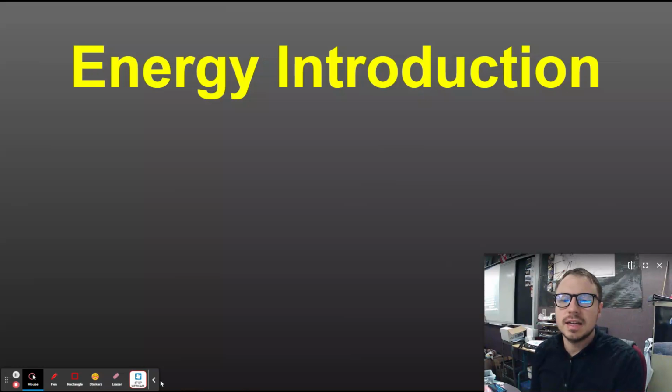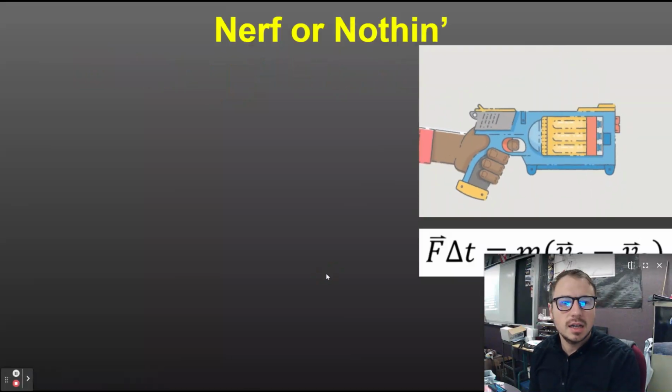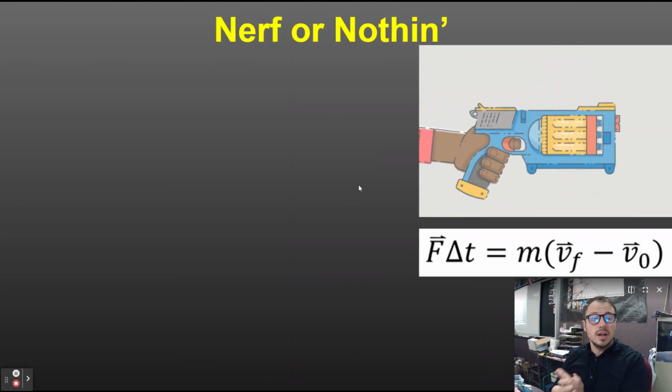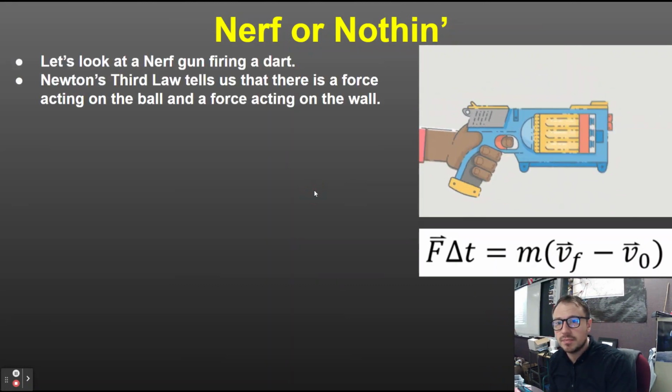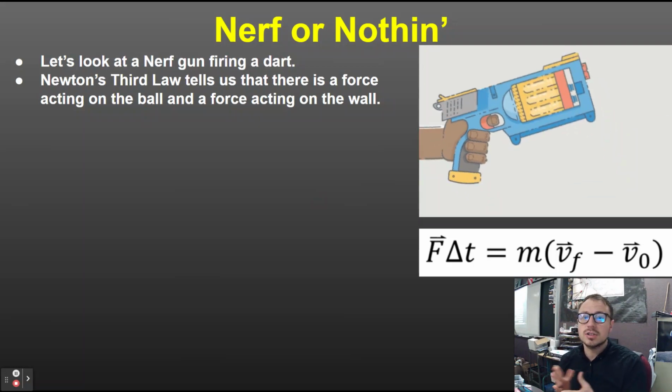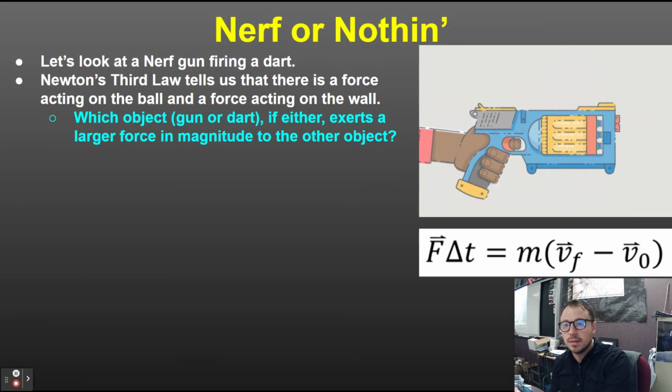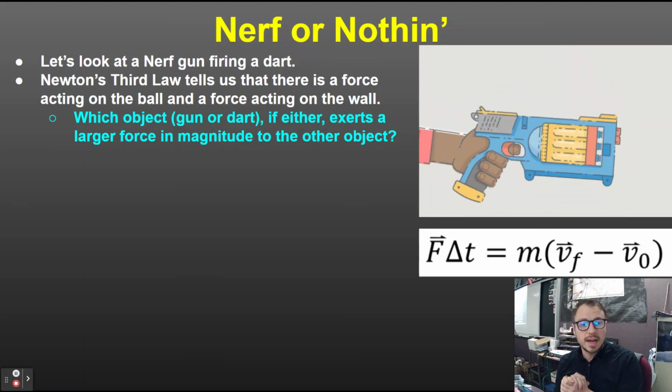This is the video that introduces energy. So let's just take a look at a Nerf gun firing a Nerf dart, right? Newton's third law tells us that there is a force acting on the dart and on that Nerf gun as well. So which object, that Nerf gun or the dart, exerts a larger force in magnitude on the other object?